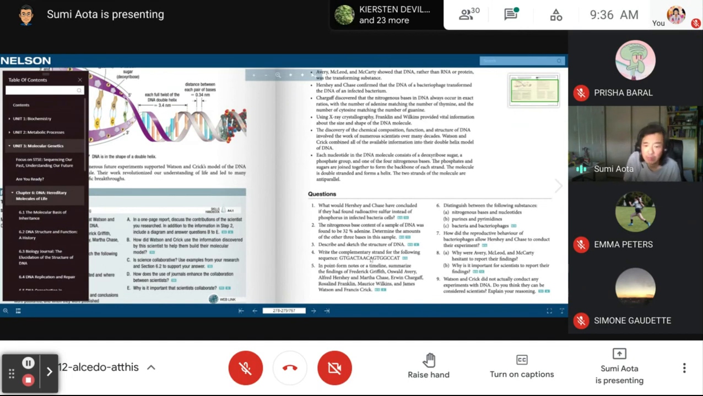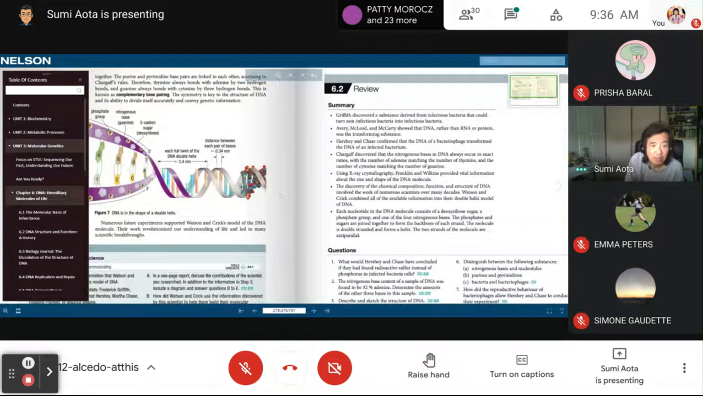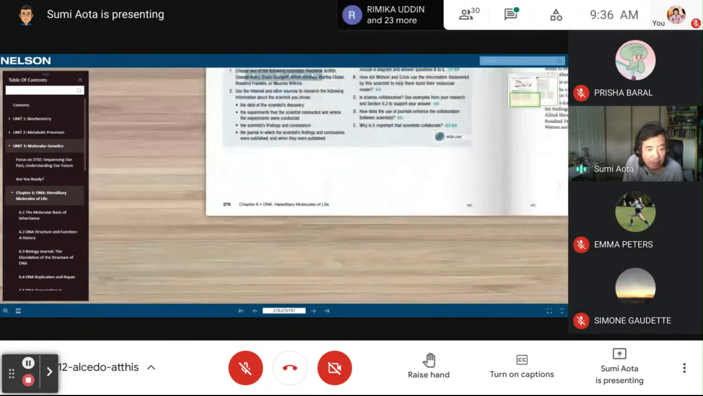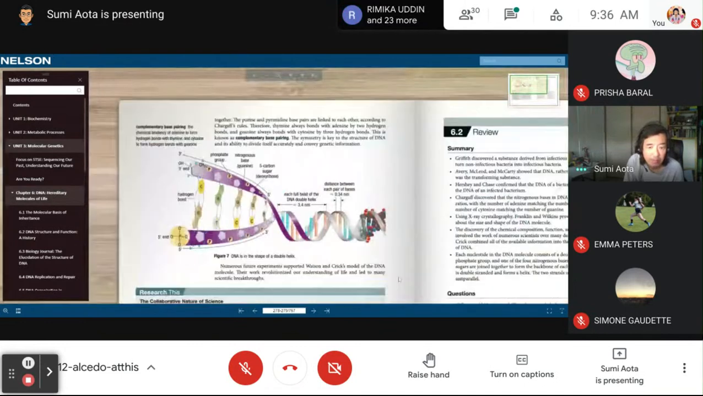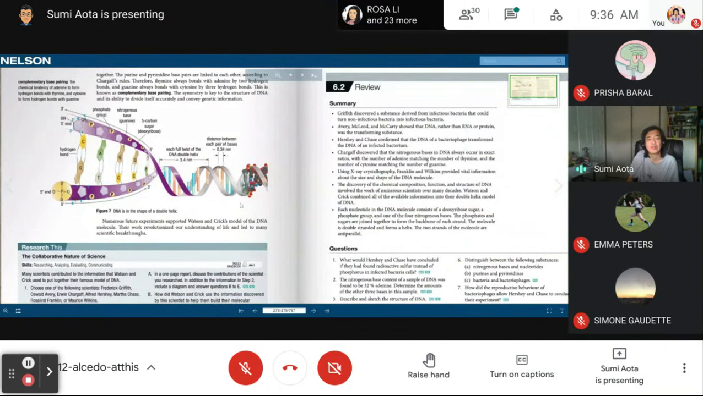Question 3, describe and sketch. Well, you can't really sketch unless you're going to show me a picture, but describe the structure of DNA. So, to be honest, this is probably the best example. If you look at figure 7 on page 4278, there's a good picture of DNA. So that's basically question 3.